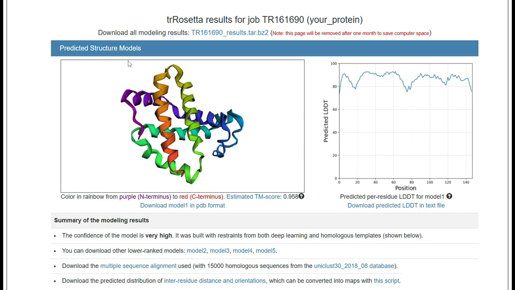So the TR-Rosetta results page will look like this. At the top, you will see the job ID and the name of your protein. The modeling results are available for download, including the primary model and the other lower ranked models, model 2, model 3, model 4 and 5, and additional data such as multiple sequence alignments are also here.